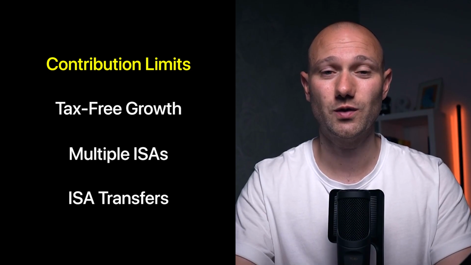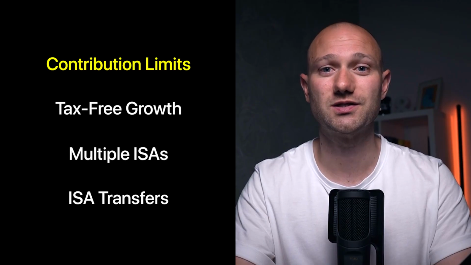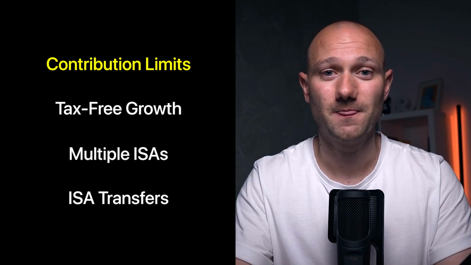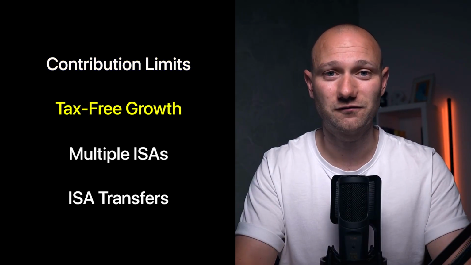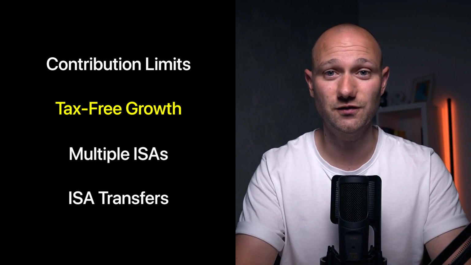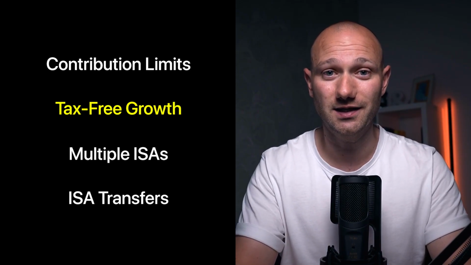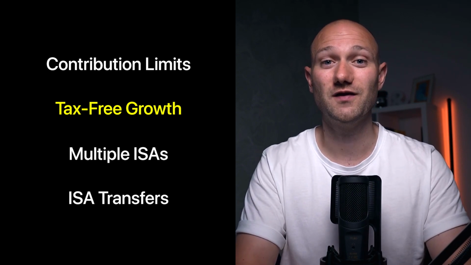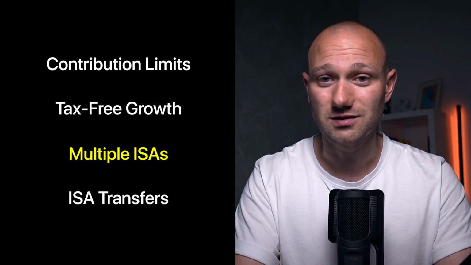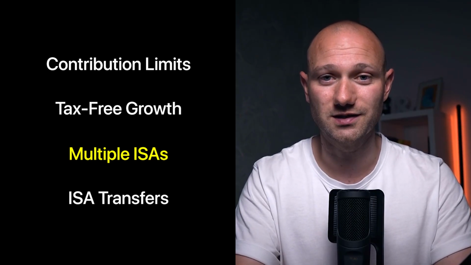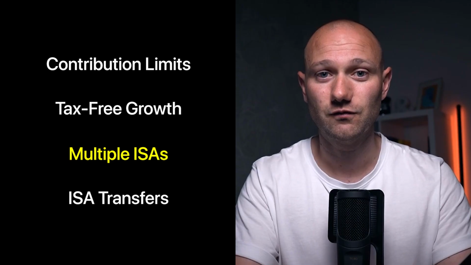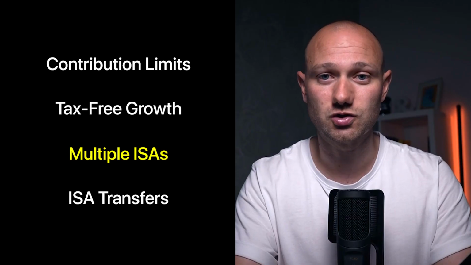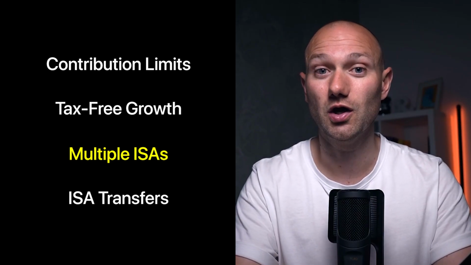Contribution limits. The £20,000 annual ISA allowance applies across all your ISA accounts combined. You cannot exceed this limit in a single tax year. Tax-free growth. Any interest, dividends, or capital gains you earn inside an ISA are free from income and capital gains tax, helping your savings and investments grow faster. Multiple ISAs. You can hold more than one type of ISA in the same tax year, for example, a cash ISA and a stocks and shares ISA, but your total contributions across all accounts cannot exceed the annual limit.